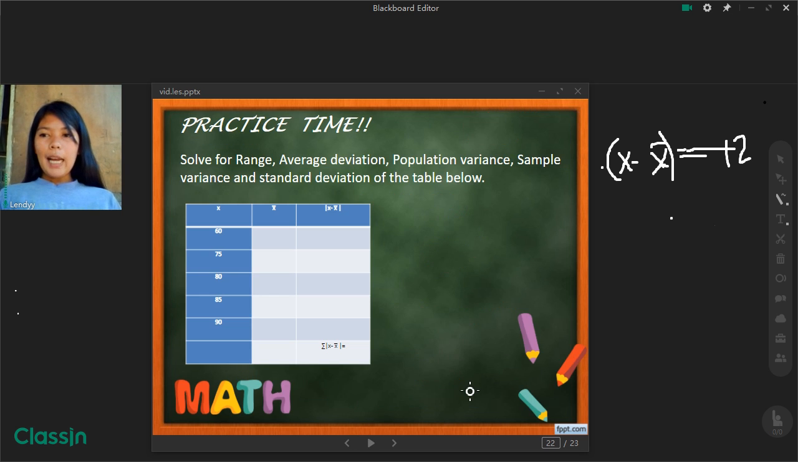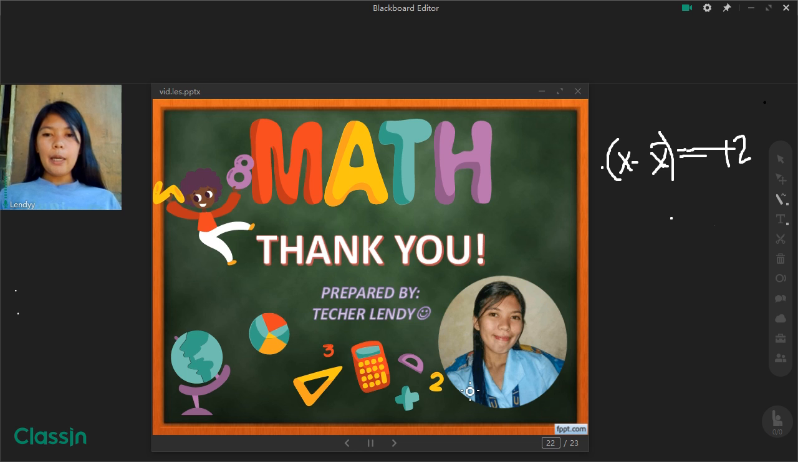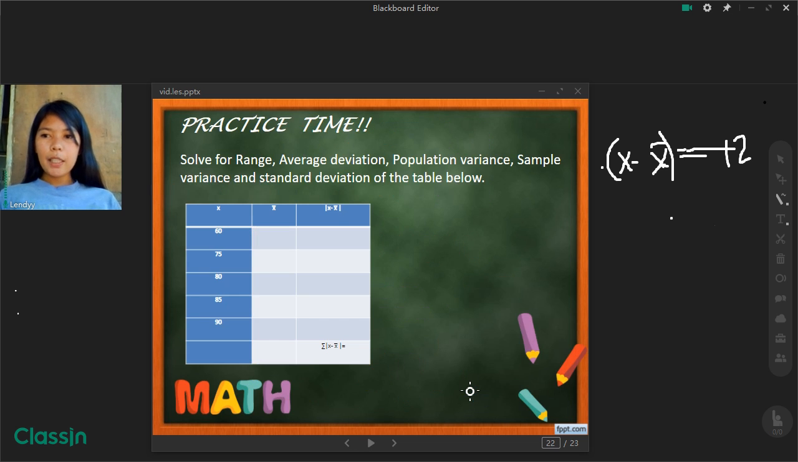So class, I will give you an assignment for you to practice. I want you to solve for range, average deviation, population variance, sample variance, the population standard deviation and the sample standard deviation. I want you to write it on a piece of paper for you to understand deeply our topic.